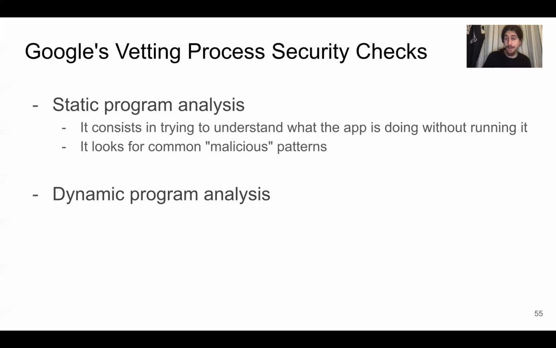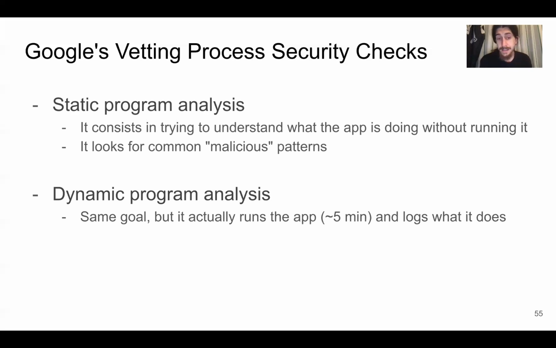Then they have a dynamic program analysis part. Again, this is my speculation, but it could be that they use this dynamic program analysis part only if they have some evidence, or some doubts that something malicious could happen, or maybe they are not sure, so they run it dynamically. The idea here is that they want to understand what the app is doing, but they actually run it for a while, usually 5 minutes. They log what it does, and depending on the results, they say, okay, that looks good or not.